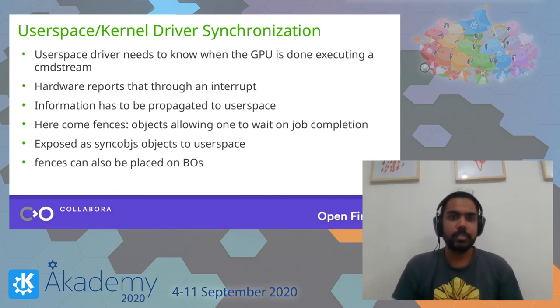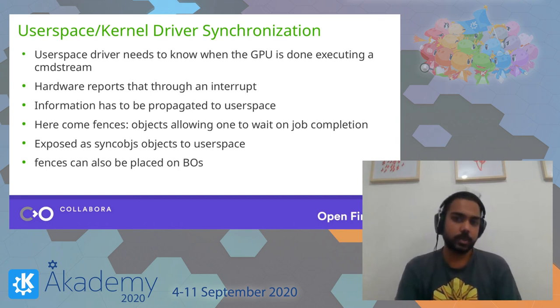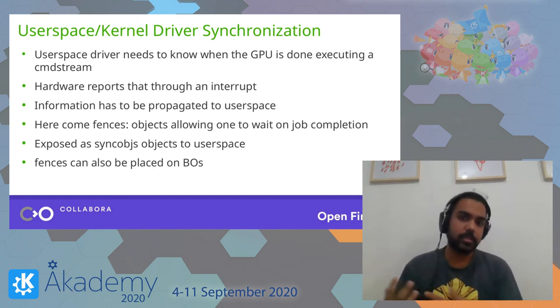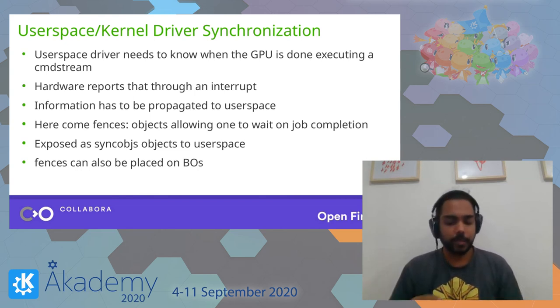Well, once the job is finished on the GPU, the hardware reports the job status, that I'm done, through an interrupt. This information has to be propagated to user space, essentially to allow for synchronization between the hardware and the actual software itself. This is done through the concept of fences. Fences are exposed as sync objects to user space. And fences can be placed on buffer objects as well as command streams.